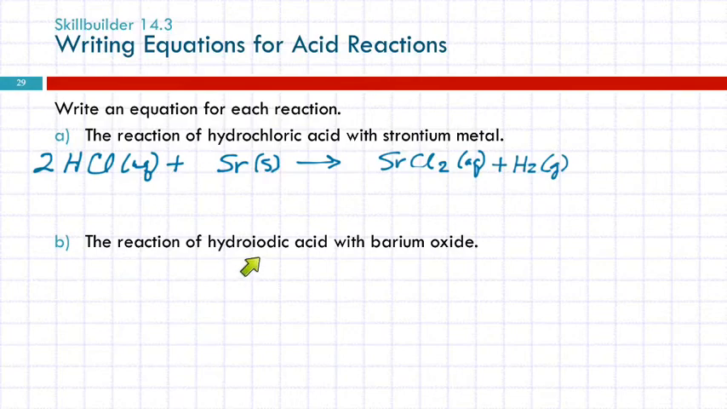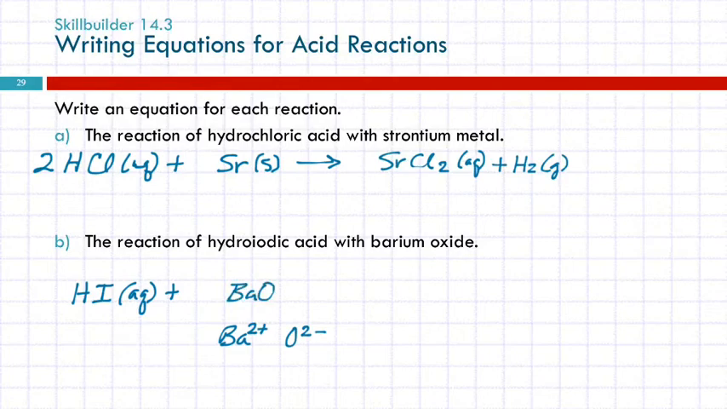Let's look at the reaction of hydroiodic acid with barium oxide. Hydroiodic, that's one of those binary acids. So HI, very friendly. Barium oxide, ionic compound, so we need to look at the ions. Barium's in group 2A, it's got a +2 charge. Oxide, find it on the periodic table. Start with the noble gases, they have a charge of 0, count backwards, -1, -2. So oxygen has a 2- charge. So this is going to be BaO.